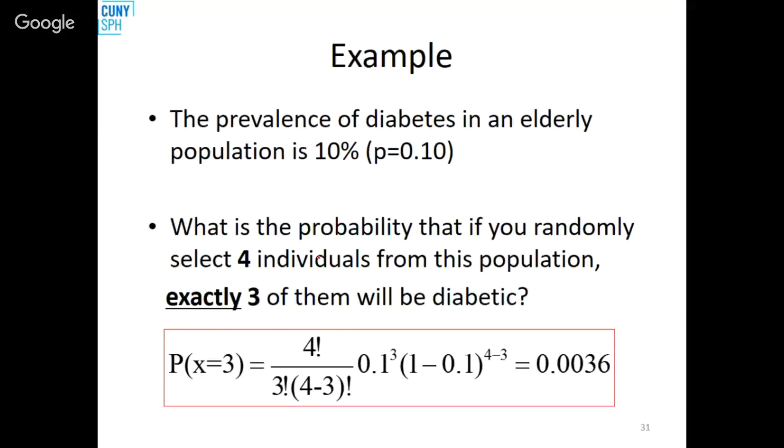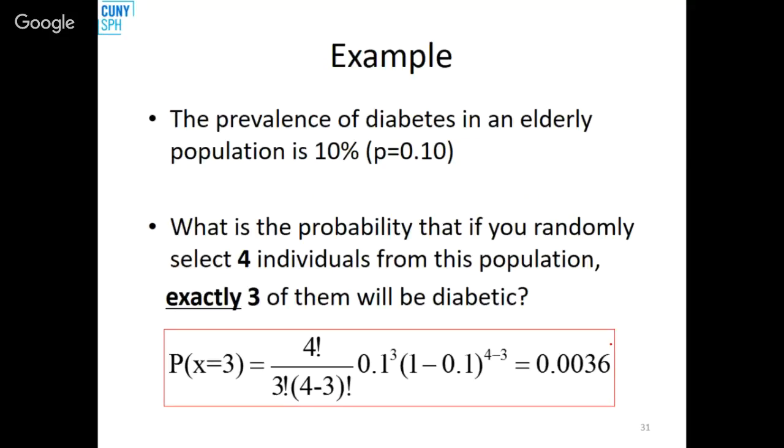So the probability that exactly 3 of them are diabetic, that is the probability of x equal to 3 for the binomial distribution with n equal to 4 and p equal to 0.1. You can plug that into the formula on the previous page, or you can use a calculator that we will give you. I think it's up on Blackboard already, the binomial distribution formula that just has that formula already programmed into it.